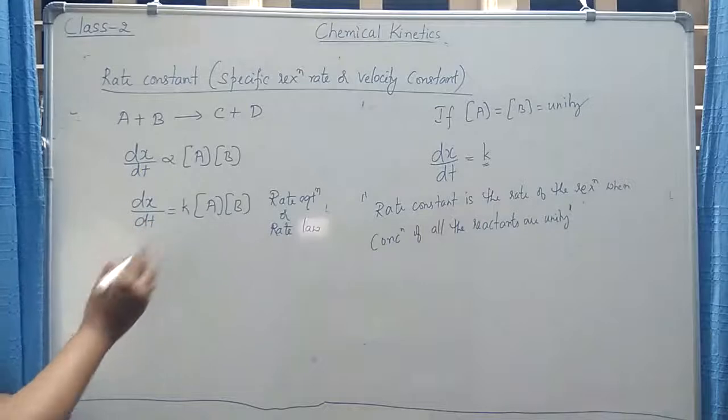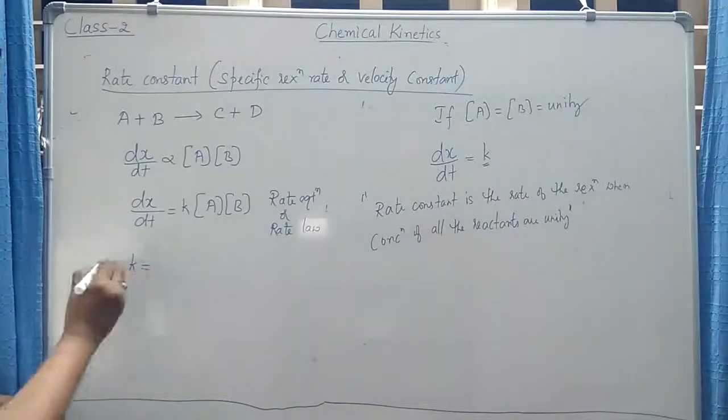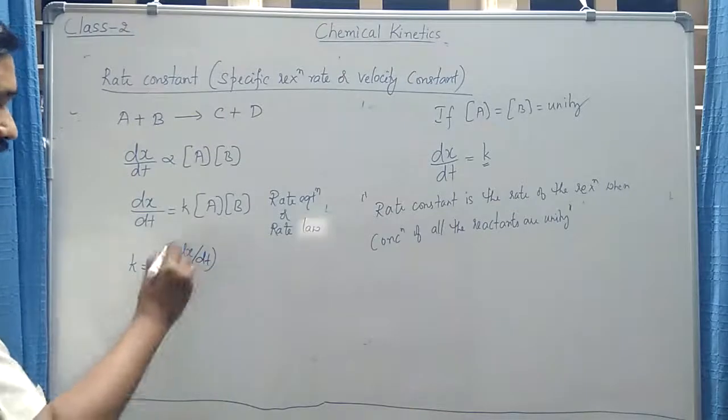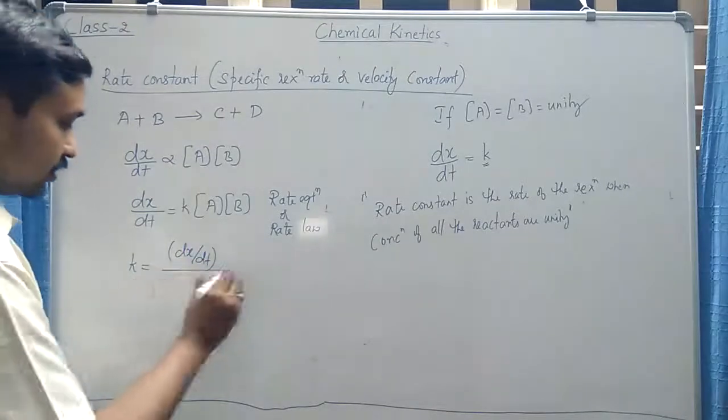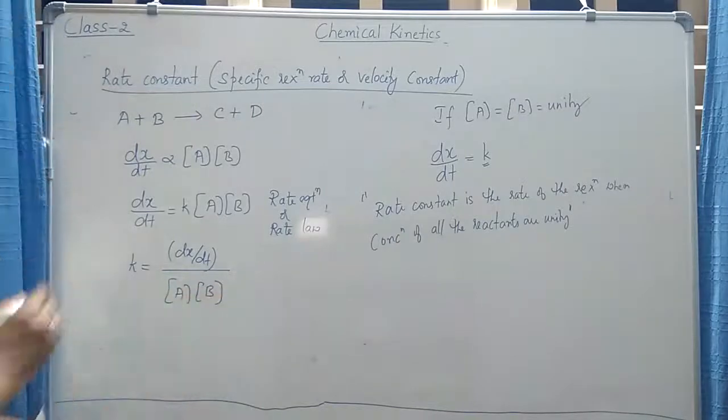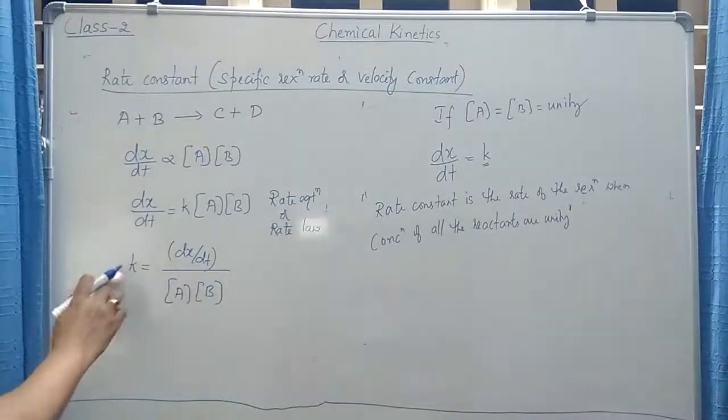So let us rearrange this equation. Therefore k is equal to dx by dt, that is the rate of the reaction, divided by the concentration of A into the concentration of B. So what is the unit of k?